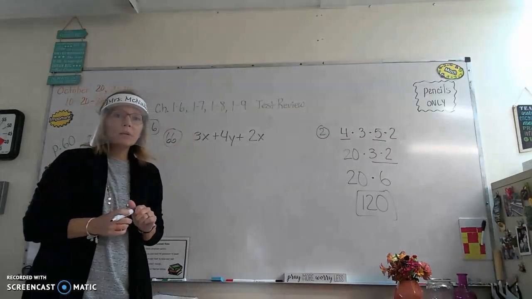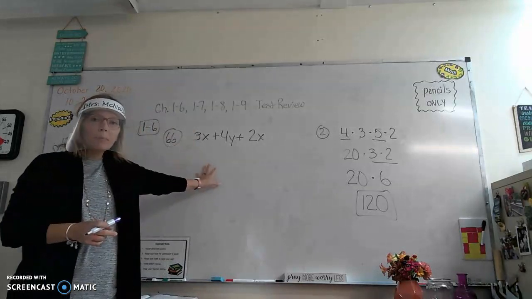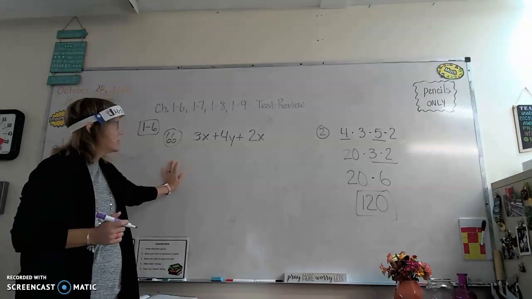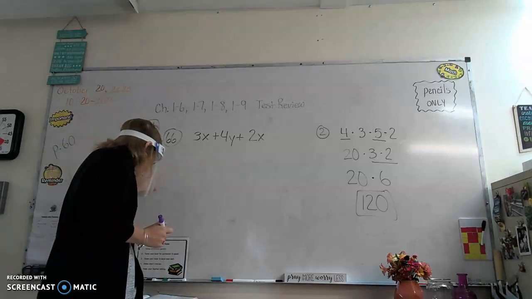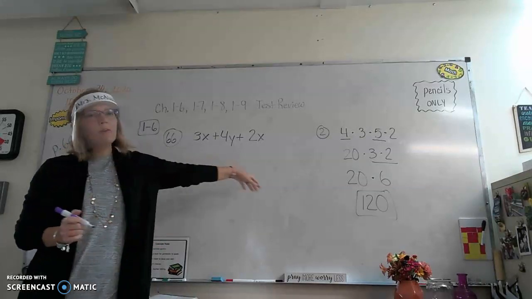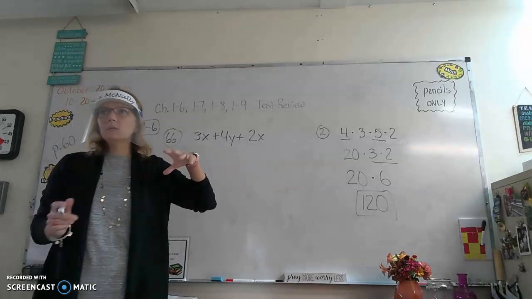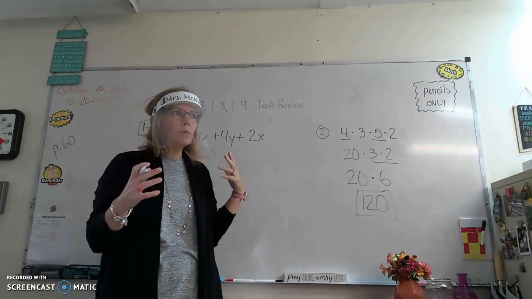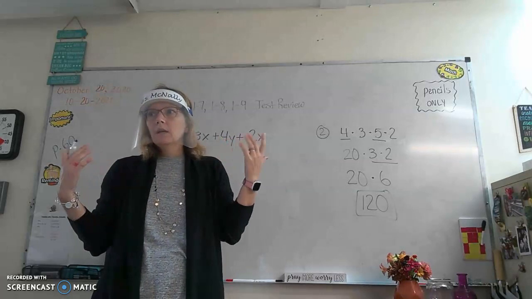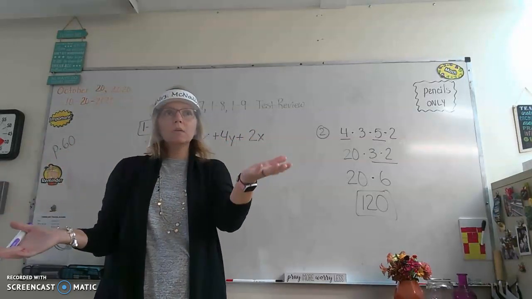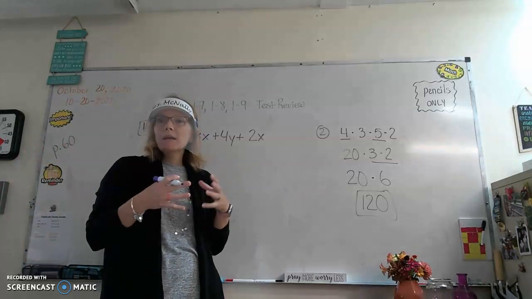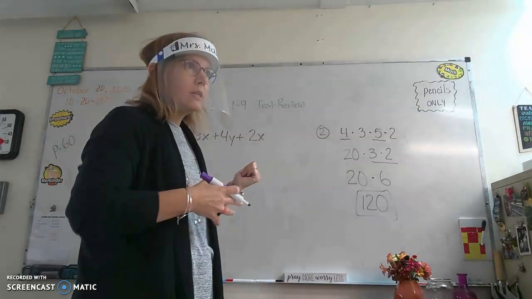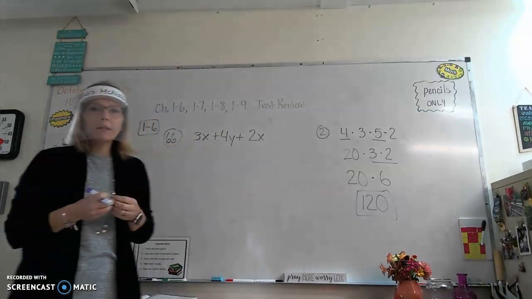Okay, so for the next one, I took this example right from the book, page 60, number 66. And the directions say to simplify the expression. So simplify the expression means what? Do you guys remember? It's another way of saying, okay, break it down, solve, combine like terms. That's going to be my main goal for these types of problems. I want to combine all my like terms.